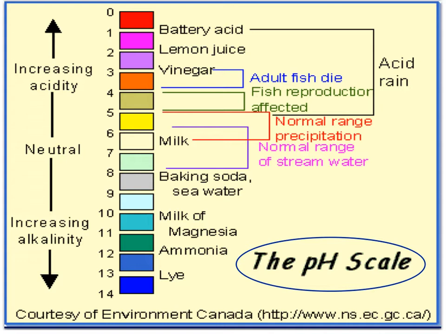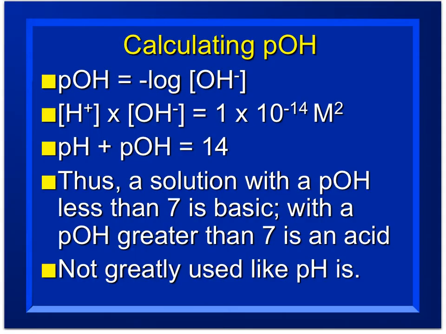So we've seen the pH scale before. Here's just some more examples of some different types of acids and bases on here. So remember, as you're moving down the pH scale or closer to 0, you're increasing in acidity, and as you move towards the higher numbers, you're increasing in alkalinity or basicity.